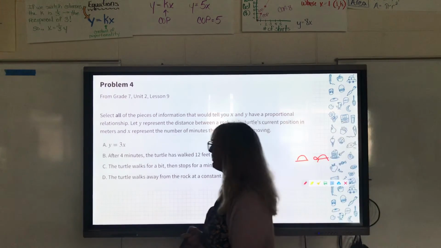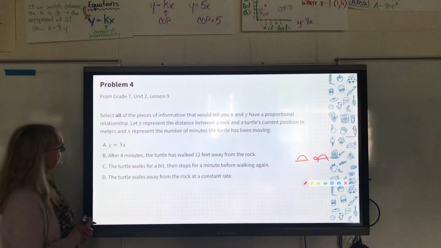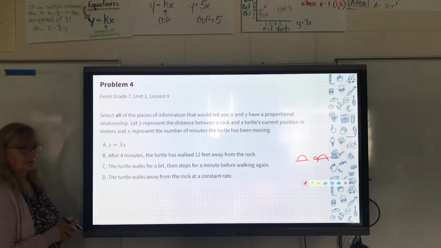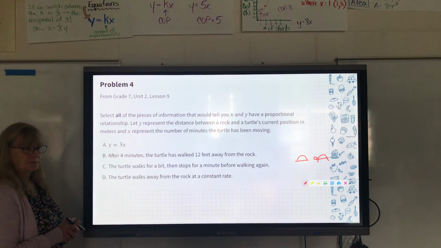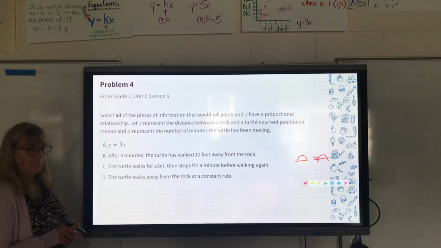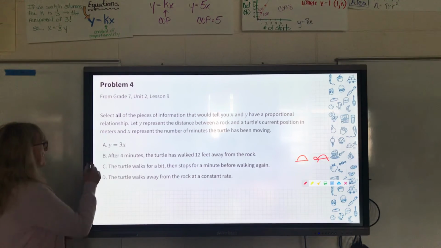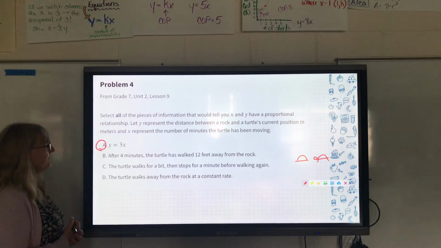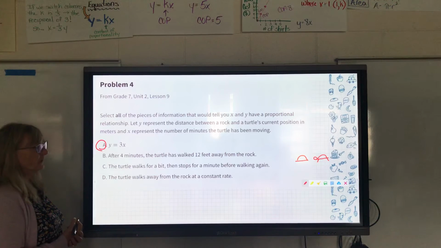Okay, is A proportional? Is Y equals 3x proportional? Yes. Why? Because it's in the form of y equals kx. Awesome, Jahan, very good.